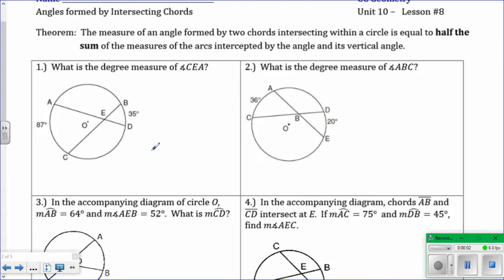So this video is going to show you how to find an angle that is inside of a circle, not at the center, but just inside. If you look at number 1, it says, what is the degree measure of angle CEA? You can tell that the vertex of that angle is inside of the circle.